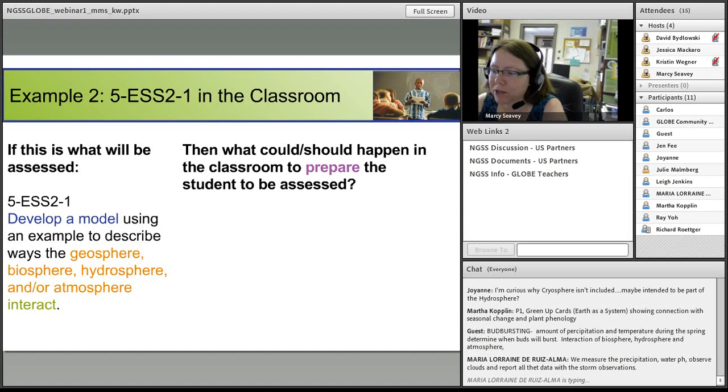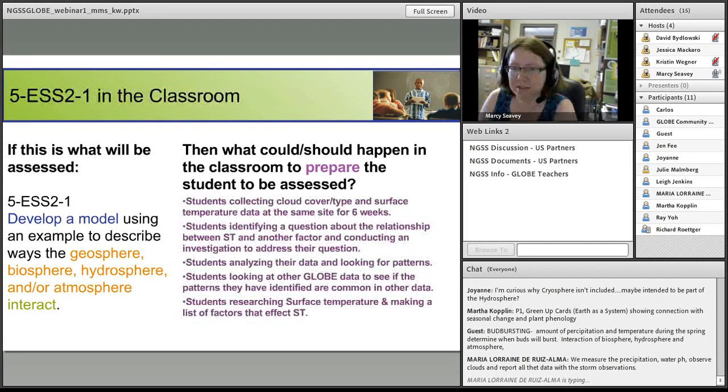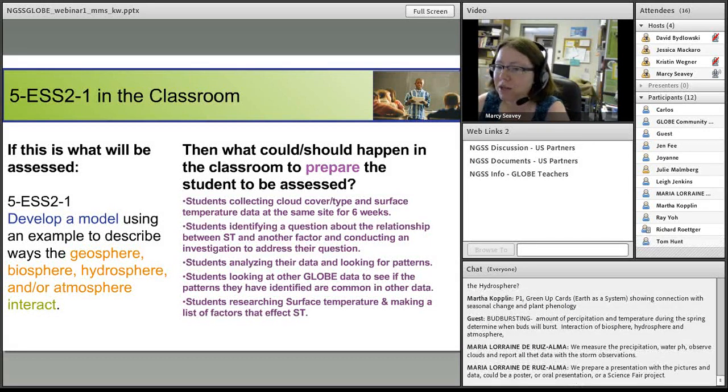And Maria says we measure precipitation, water pH, observe clouds, and report all the data with storm observations. I think that matches the possible suggestion that I put into the slide. You could have students in your classroom collecting cloud cover and type and surface temperature data at the same time for 6 weeks. So they have cloud cover and type data, and they have surface temperature data that they're collecting for themselves and for the GLOBE scientists.